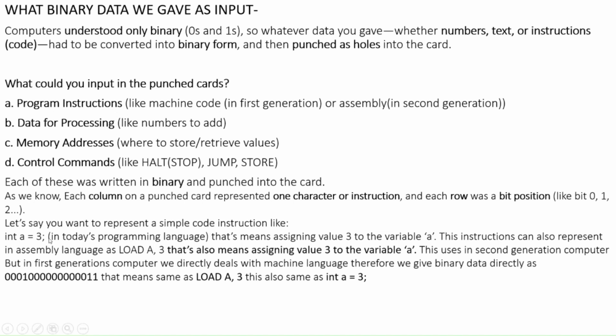Let's say you want to represent a simple code instruction: int a = 3. In today's programming language, that means assigning value 3 to the variable a. This instruction can also be represented in assembly language as load a3. That also means assigning value 3 to the variable a. This is used in second generation computers, but in first generation computers, we directly deal with machine language. Therefore, we give binary data directly in a form like this. That means the same as load a3, and that may also be the same as int a = 3.